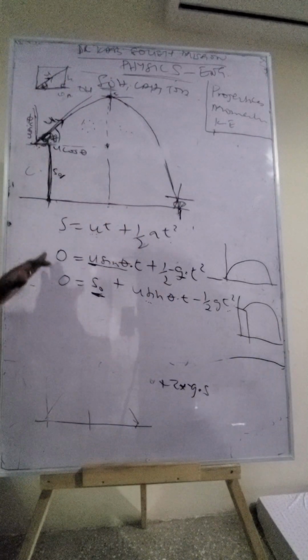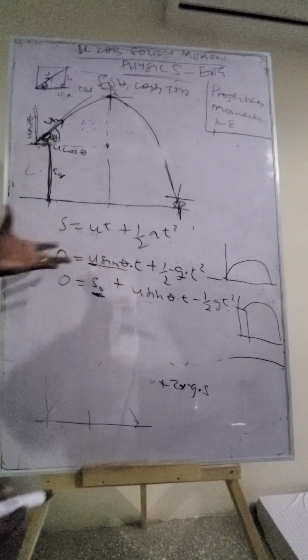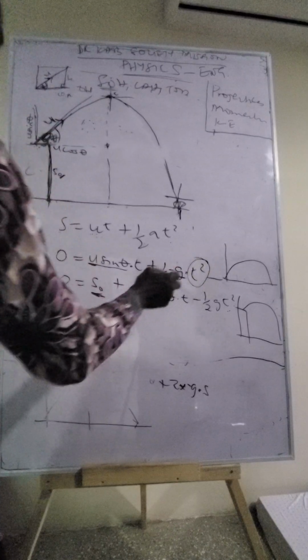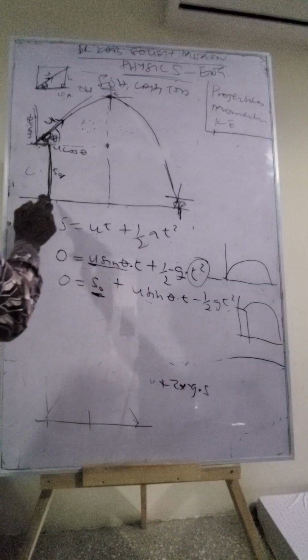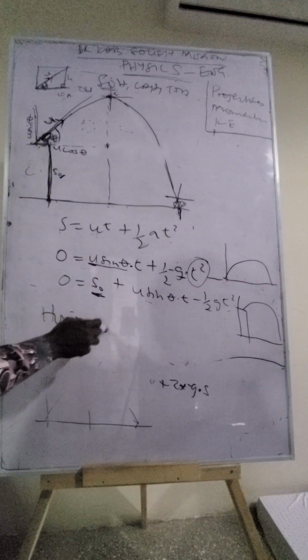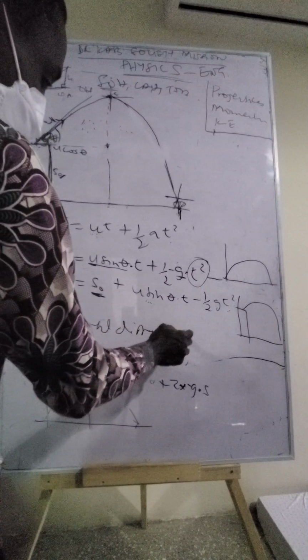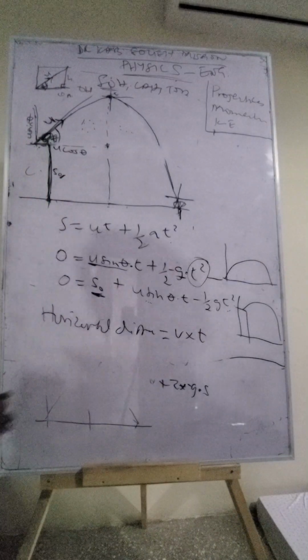Okay, so this is the vertical component. Once you have this, you can make your deductions. You can get your t from here, maybe by the quadratic equation. When you get your t, to get your horizontal distance, it will be equal to your velocity times your t. If you have two velocities, then it is the average velocity times t.